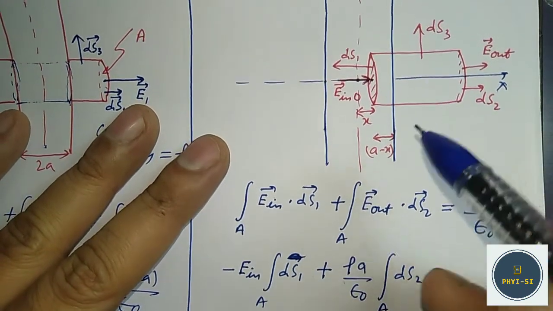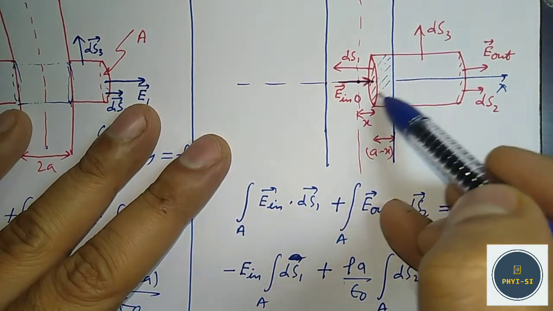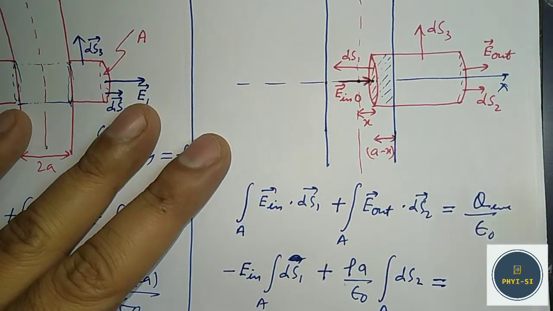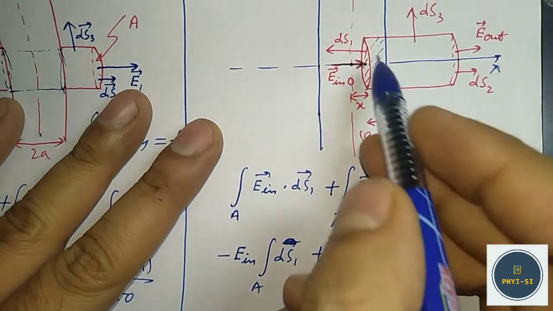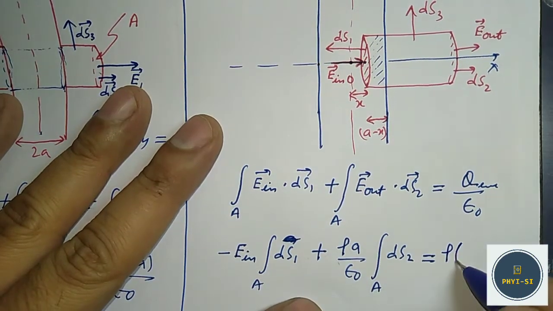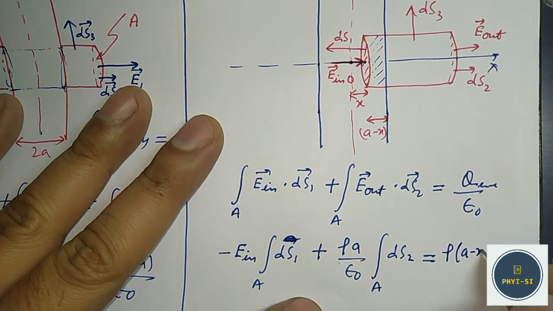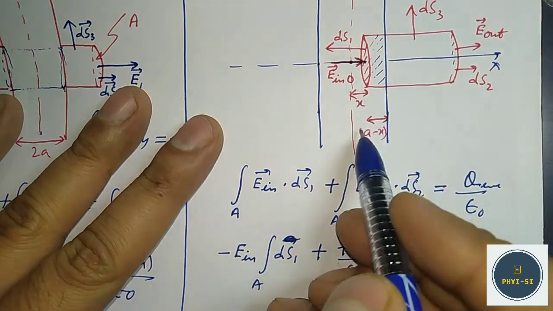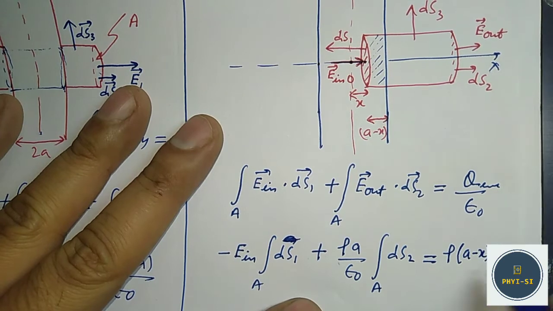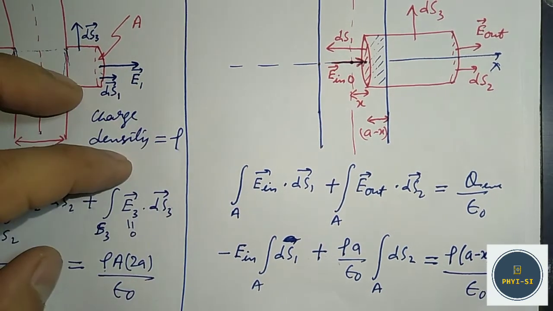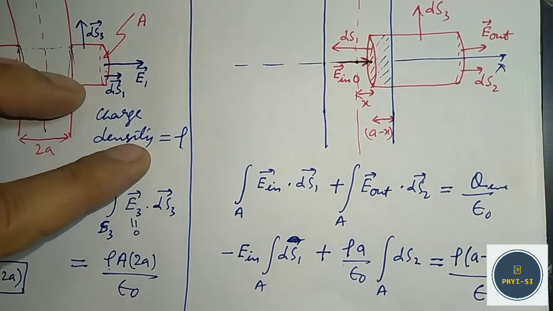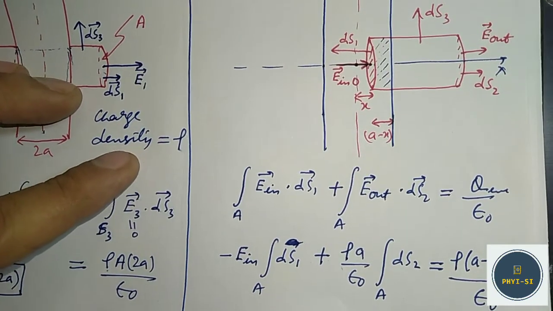And what should be the charge inside? Now this is the volume which is inside this slab. The charge inside it will be equal to the density times the volume, that is the length A minus x into area, and then over epsilon naught. Understood this? Okay, so now I have to turn the page.